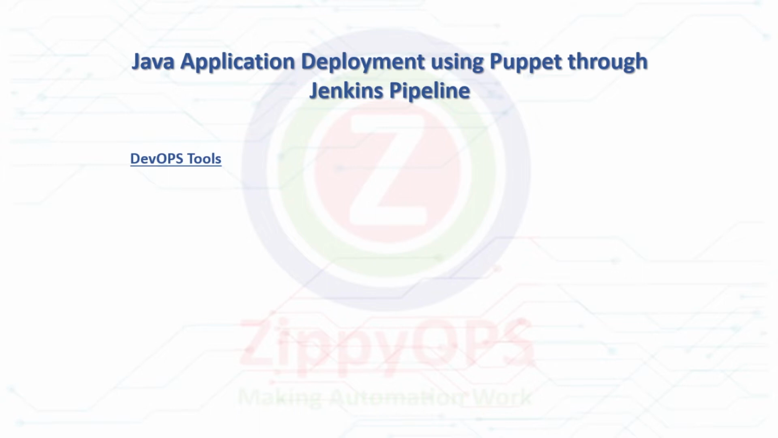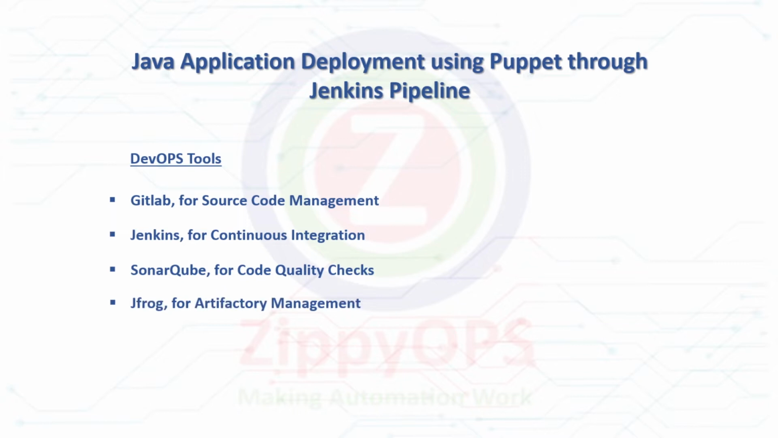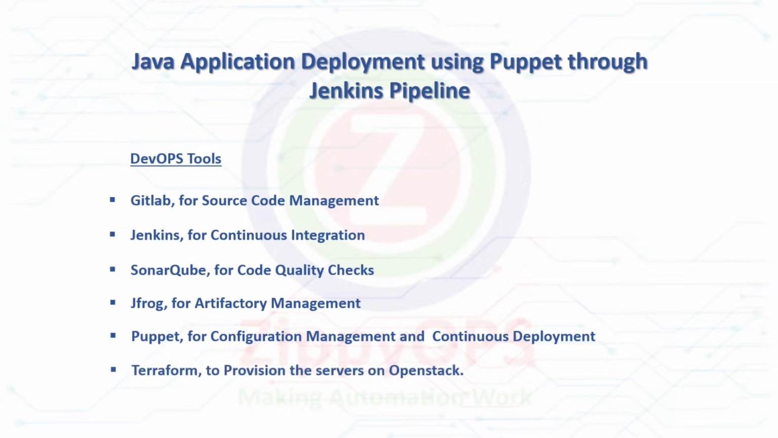The tools used in this Java application deployment are: GitLab is used for source code management. Jenkins is used for continuous integration. SonarQube is used for code quality checks. JFrog Artifactory is used to manage the binaries. Puppet is used for configuration management and continuous deployment. Terraform is used to provision the servers on OpenStack, the private cloud.